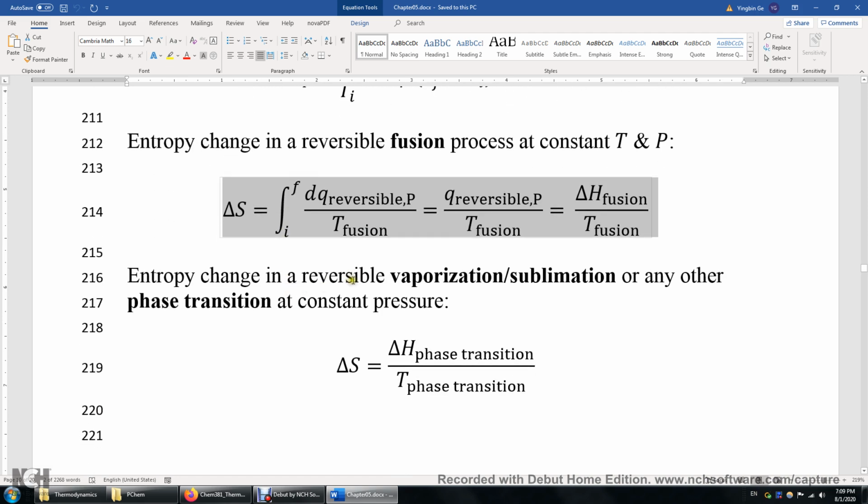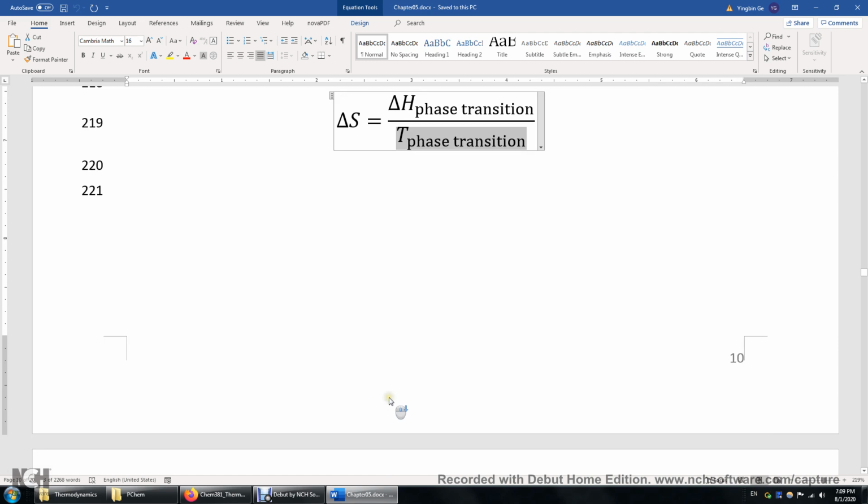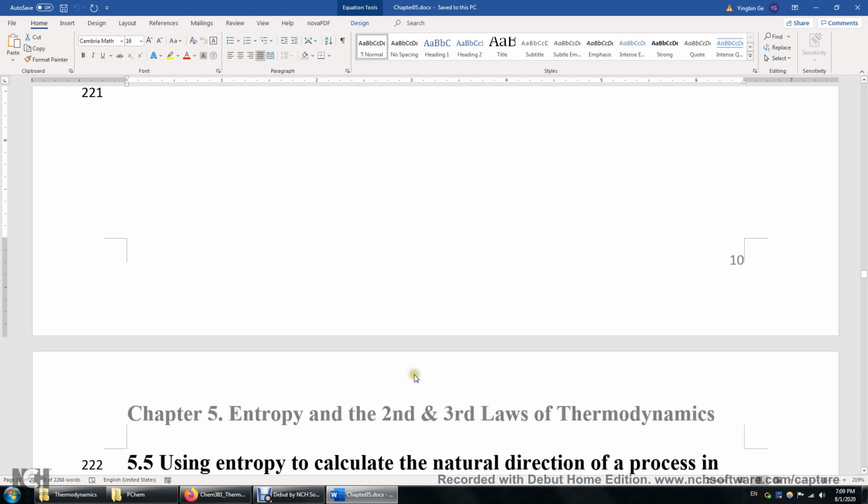What about vaporization, sublimation, some other phase changes, phase transitions? The same. The entropy change in a phase transition can be fusion, vaporization, or sublimation. It's just delta H of the phase transition divided by the temperature of the phase transition. That's how you compute the entropy change of a phase transition.